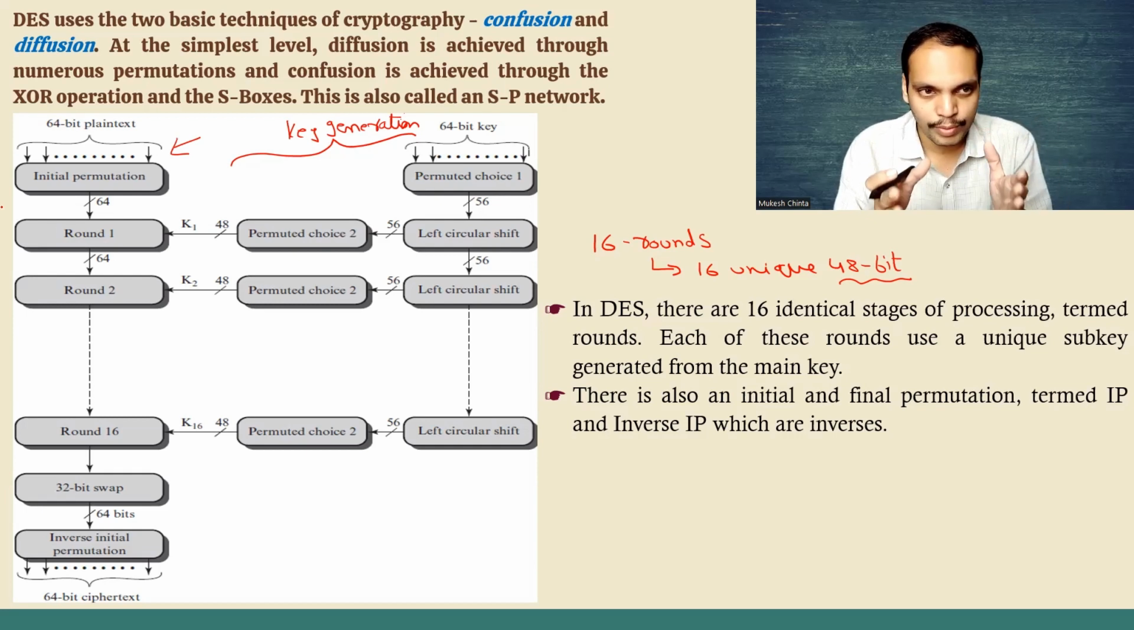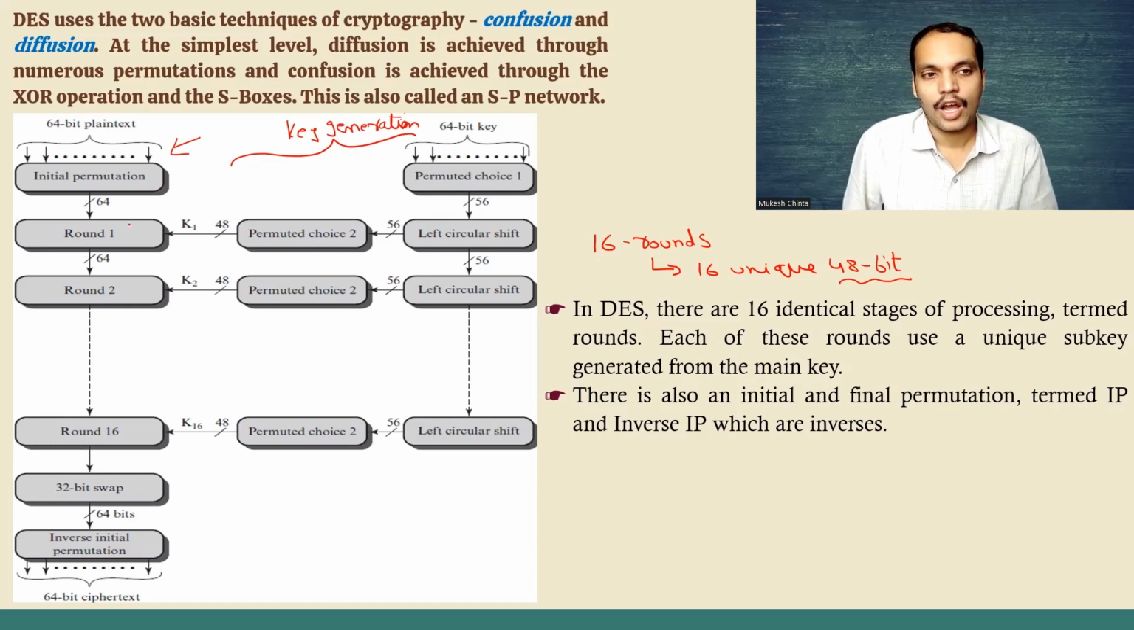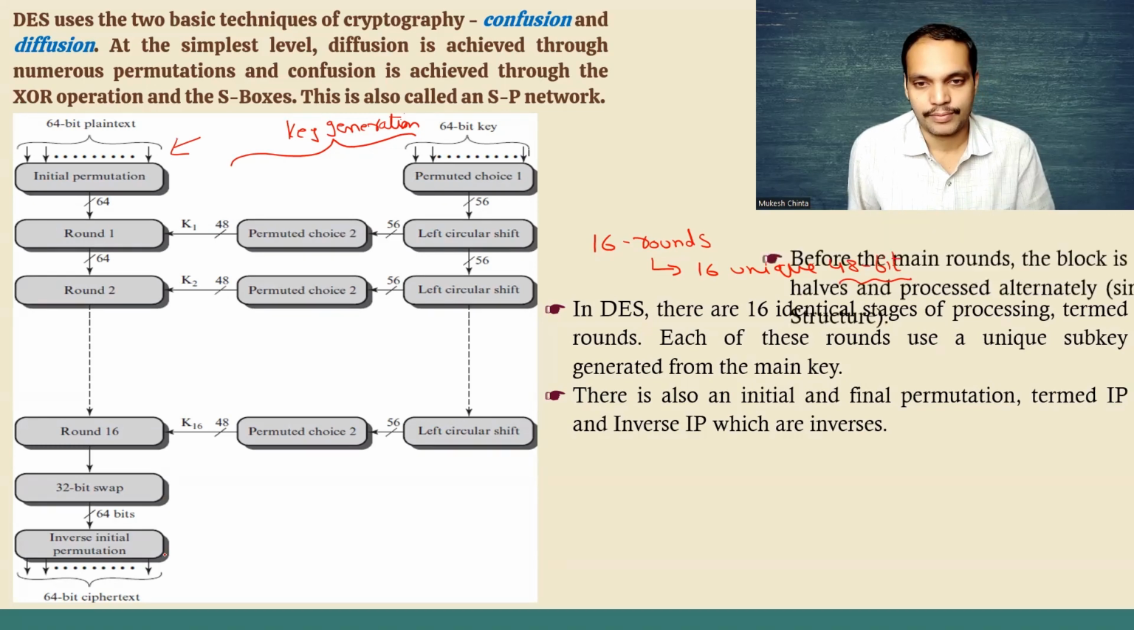Once you issue the 64-bit block, the first operation that it performs is something called initial permutation. And towards the end, after all your 16 rounds of processing is done, followed by a 32-bit swap of the two halves, there is another permutation called inverse IP. These both are inverses to each other.